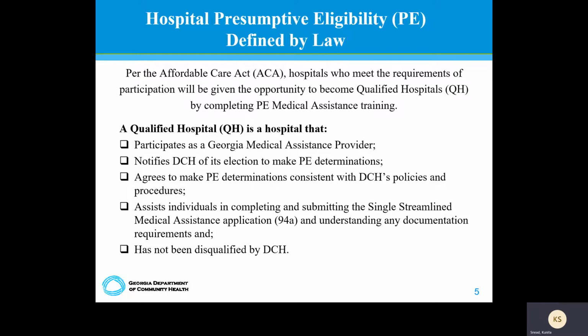So as a qualified hospital, you should already be participating as a Georgia medical assistance provider, and you wanted to start making PE determinations. So you notified us, and that's why you're reviewing this training. Agree to make PE determinations consistent with the policies and procedures that you're going to be provided with today. And then also when an applicant is applying for presumptive eligibility with you all, they will also have the option to apply for full Medicaid and fill out that application, and that will be sent over to DFACS for them to make a determination for full Medicaid, and we're going to talk about that. And one that has not already been disqualified by the department.